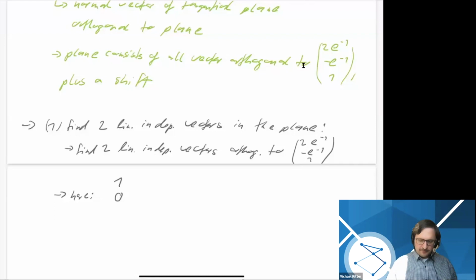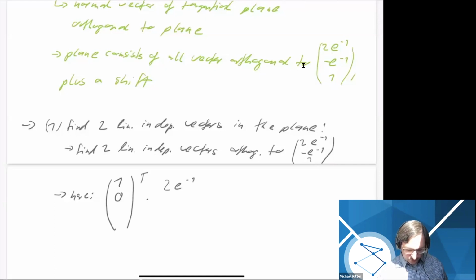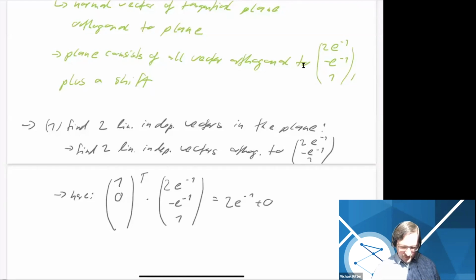Then we have a scalar product of this vector and that one so far. That is 2 e to the minus 1 plus 0. And then there's this last coordinate, so this here times 2 e to the minus 1, minus e to the minus 1, and 1. So far, this is 2 e to the minus 1 plus 0. So let's use that last coordinate to correct, to get back to the value 0 that we want. We want them orthogonal, so the scalar product should be 0.